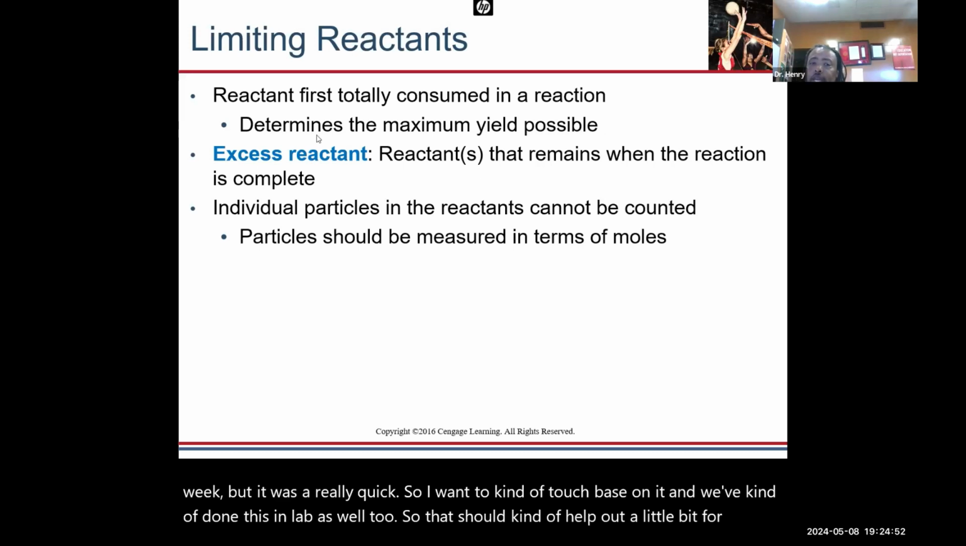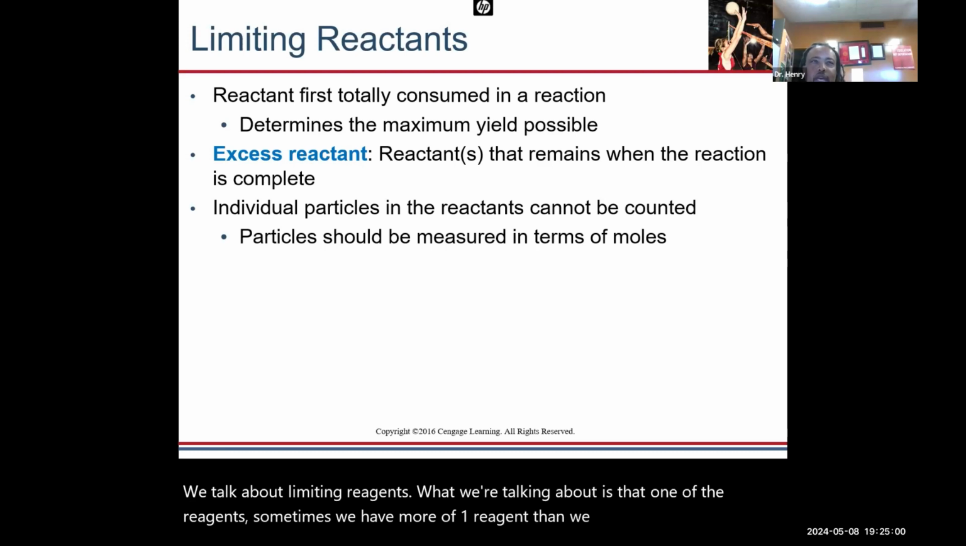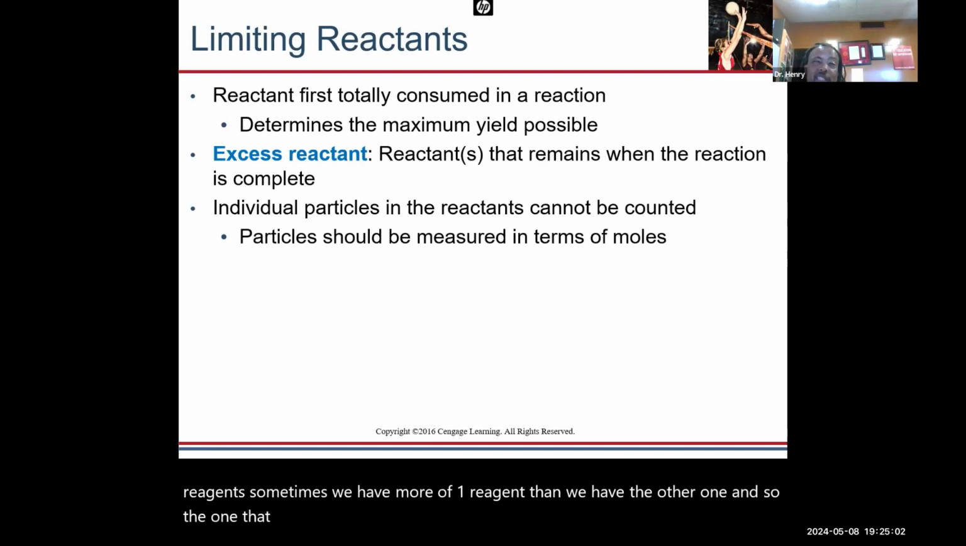So when we talk about limiting reagents, what we're talking about is that sometimes we have more of one reagent than we have of the other one. And so the one that we have the least of will basically run out. I gave you guys an example of bread and cheese. Let's say we're making cheese sandwiches.